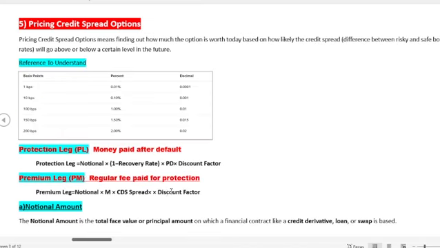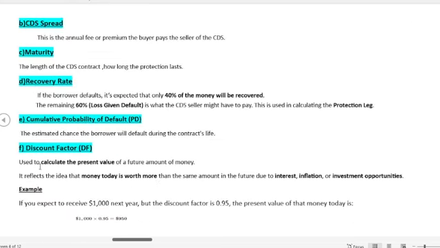Now we have the discount factor. In both numericals, we have the discount factor. What is it? It is used to calculate the present value of a future amount of money. If you don't understand, it doesn't matter, let's see with the help of an example. It reflects the idea that money today is worth more than the same amount in the future, due to interest, inflation, or investment opportunity.